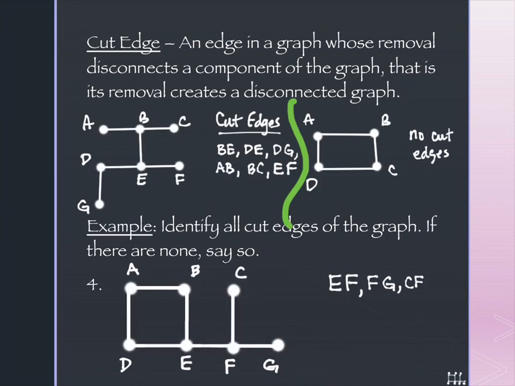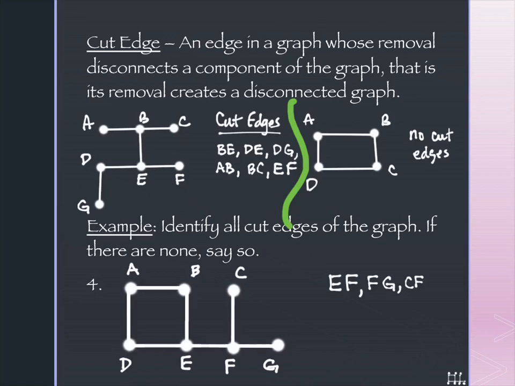This piece over here is a circuit, right? Like in and of itself, there's a closed rectangle or square shape. So when I cut one of these, it won't disconnect anything. But the others that are sort of branched out, those are the places where we get our cut edges.